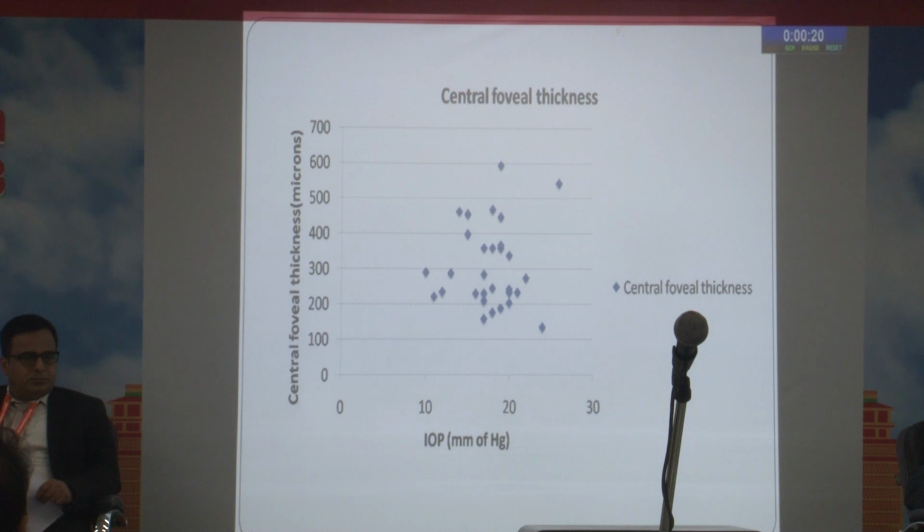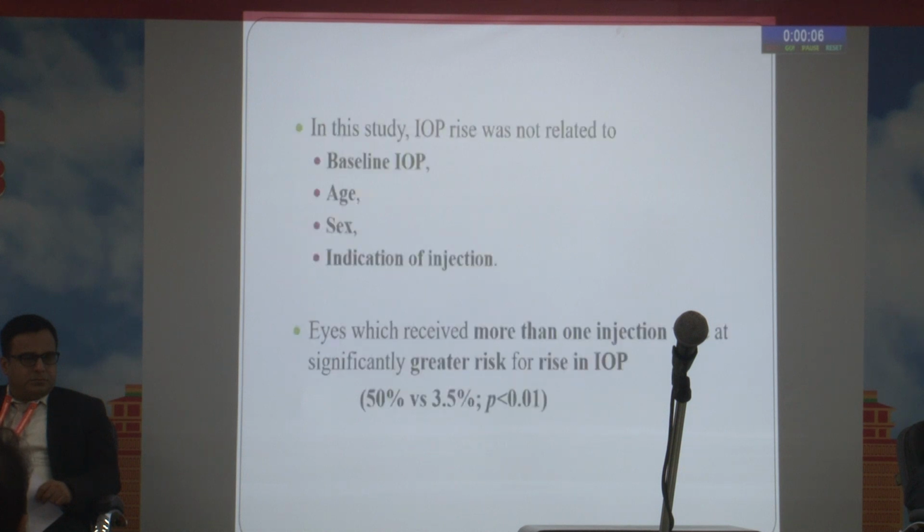We tried to find a relationship between the intraocular pressure measured at the first week and the central foveal thickness measured at the first week. A very small negative correlation was found, but it was not statistically significant in our study. So, to conclude, the IOP rise was not related to age, sex or indication of injection in our study, and the eyes receiving more than one injection were at significantly higher risk for rise in IOP.